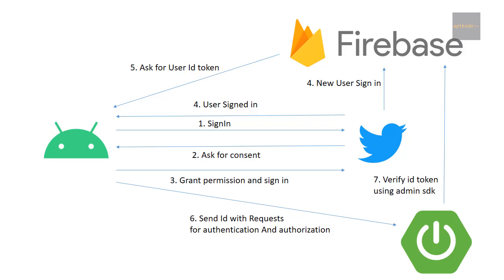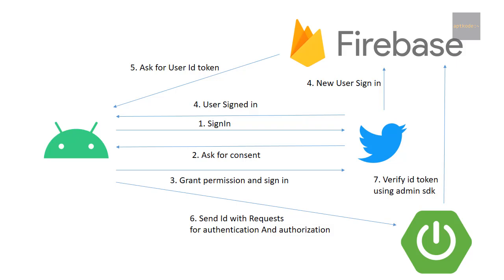Now it calls the Firebase callback URL, which we need to set up in the Twitter developer account for the Twitter app. I'm going to show you that also. Now Firebase and the client SDK know that the user is signed in. That is step 4. Now we need to call our backend, but the backend needs to know this user is authenticated and has the privileges to do something.